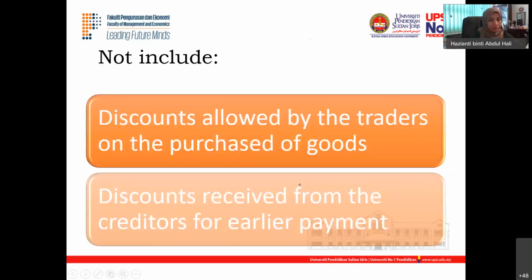Not included is the discount allowed by the traders on the purchase of goods. You purchase items from a supplier, you get discounts. Okay, that is not included in the discount income. And also the discount received from the creditors for earlier payment. Alright, so this type of discount, the trade discounts, is not included as discount income.